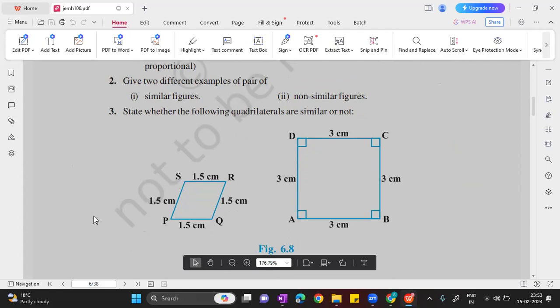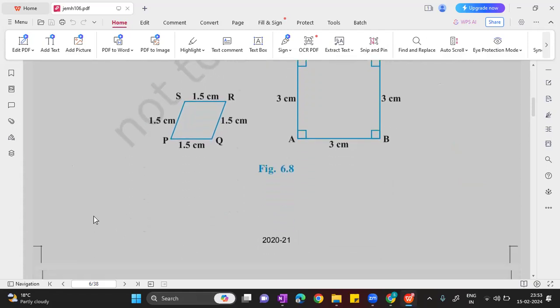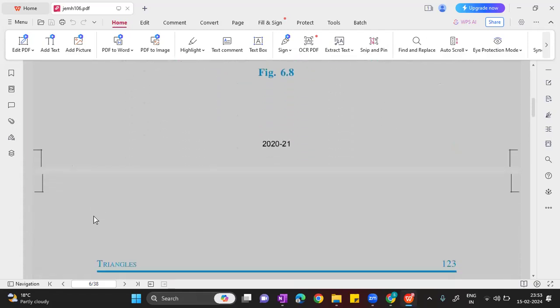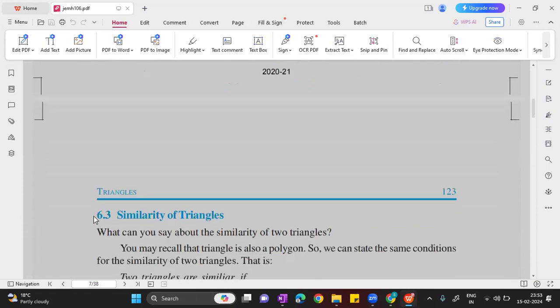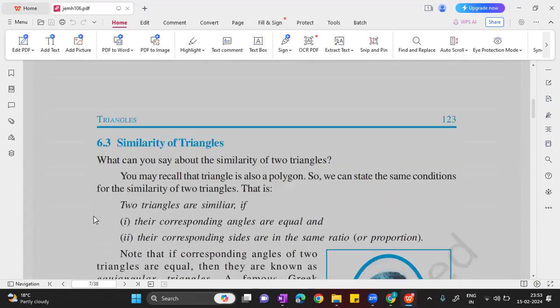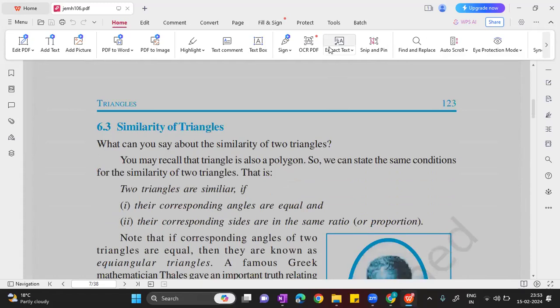Okay, and this is it. This is exercise 6.1. Now we will be understanding the next one, which is exercise 6.2. See, they have given the same definition again. Two triangles are similar if their corresponding angles are equal and their corresponding sides are in the same ratio, or you can say the corresponding sides are in proportion. Got it? Yes.